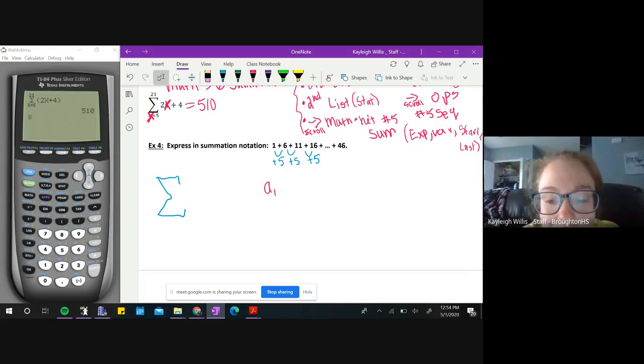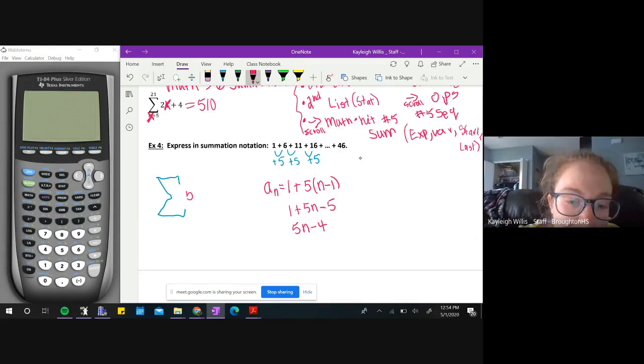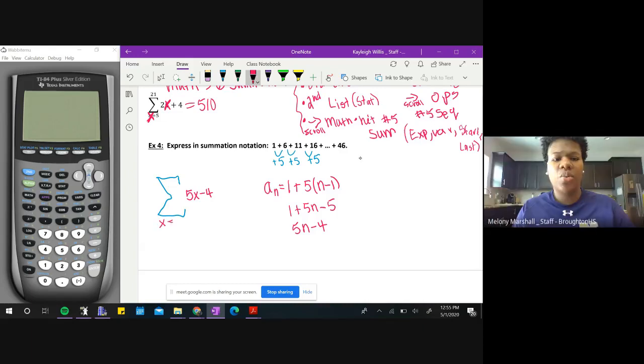So the starting term, so I'm going to make my explicit formula. The starting term is 1 plus my common difference, which is 5, and then I put n minus 1. Okay, and I'm going to clean that up. So 1 plus 5n minus 5, and then I get 5n minus 4. So this, and I'm going to use x. I know I used n's because I got to type x in my calculator. So 5x minus 4. And then the starting natural number we always plug in, to make our lives easier, is 1.